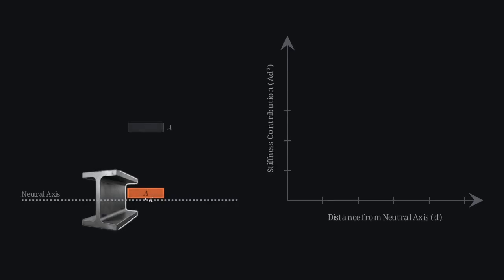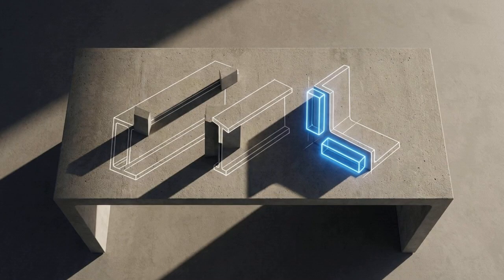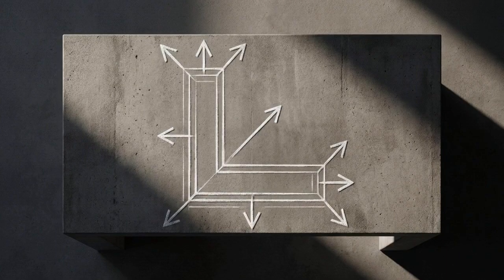Because the distance is squared, the math rewards material placed far from the bending center and penalizes material trapped near the neutral axis. Finding the total moment of inertia for any complex beam is simply a summation of the local stiffness of its parts plus the geometric advantage gained by their distance from the center.